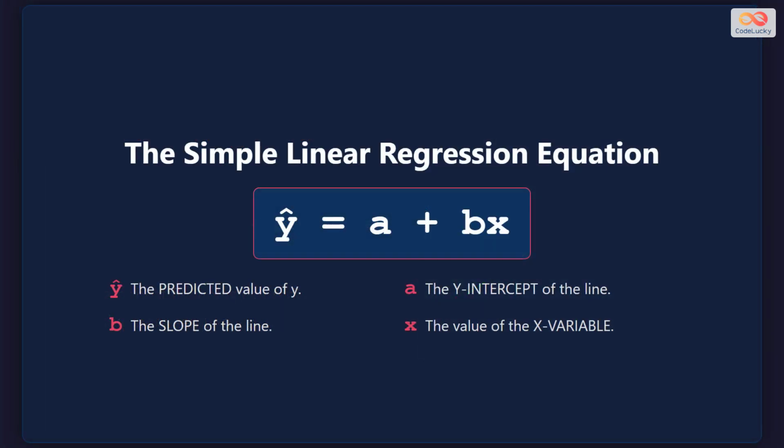The relationship is described by a simple equation. Y hat equals a plus b times x. Here, y hat is the predicted value of our y variable. The letter b represents the slope of the line, which tells us how steep it is. The x is the value of our x variable, and a is the y-intercept, which is our main focus.